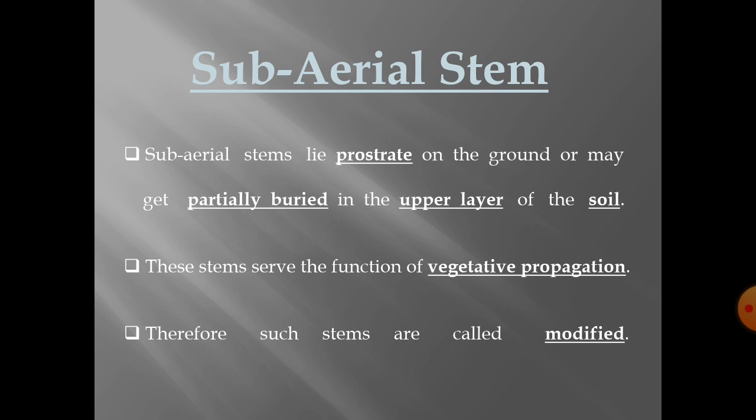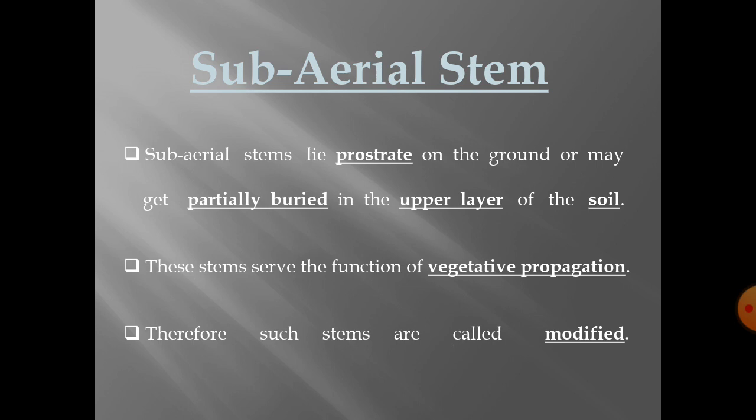Dear students, these points explain the subaerial stem. Let us take one by one. First point says, subaerial stems lie prostrate on the ground or may get partially buried in the upper layer of the soil. Meaning, subaerial stems are weak. This is the very reason that they lie either prostrate on the ground or may get partially buried in the upper layer of the soil.